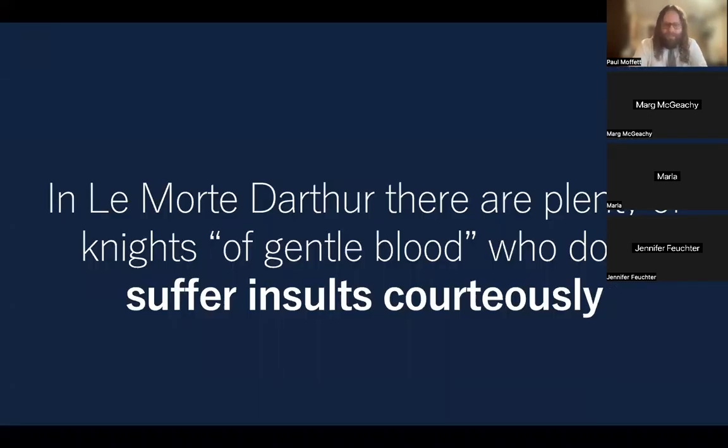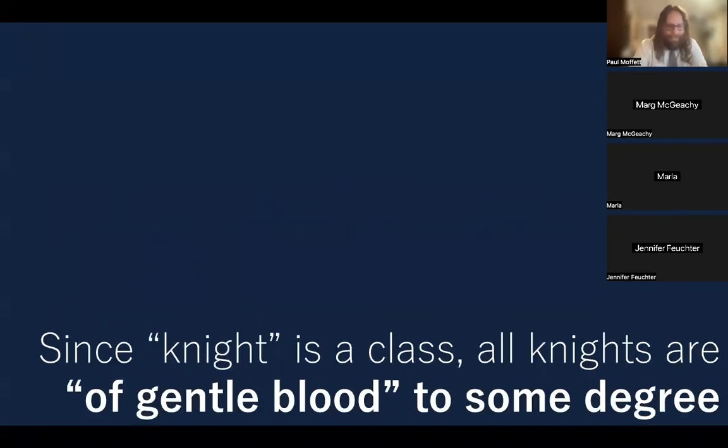But in the Morte d'Arthur, there are plenty of knights of gentle blood who don't suffer insults courteously. And since knight is a class, all knights are of gentle blood to some degree. This is one of the things that is easy to forget if you're reading casually. A knight on horseback is always a gentleman by class. You can't be a knight just because you have a horse and a sword, both because horses and armor and swords are expensive, but also because knight isn't just a job, it's a class. So all knights are of gentle blood, and some knights are bad guys. Some knights are rude and uncourteous. They also have gentle blood.